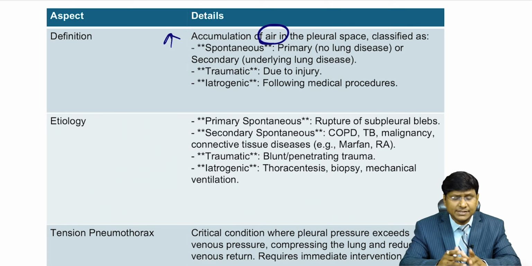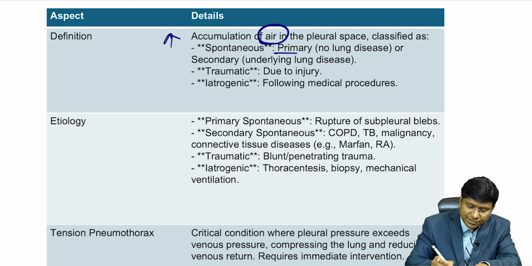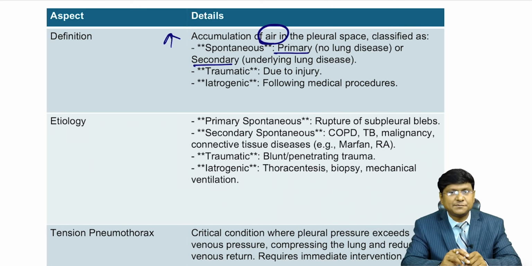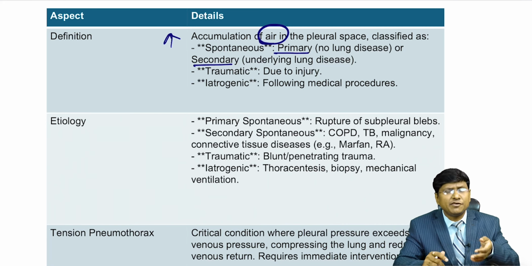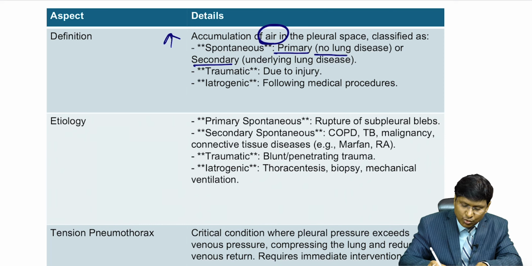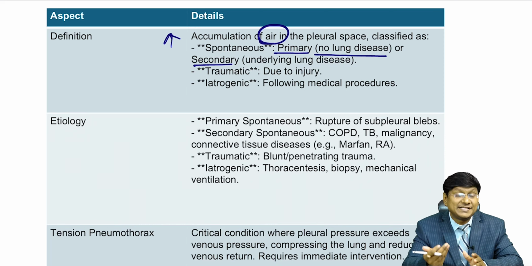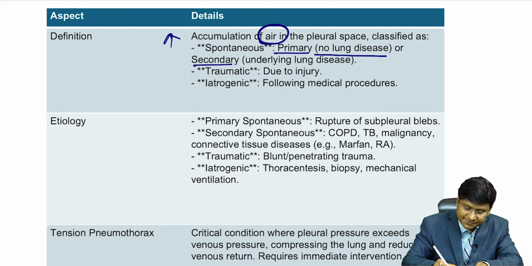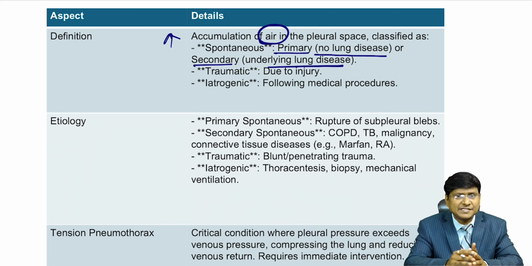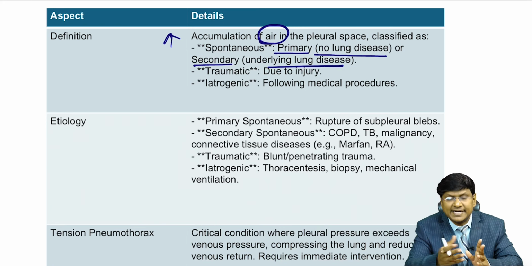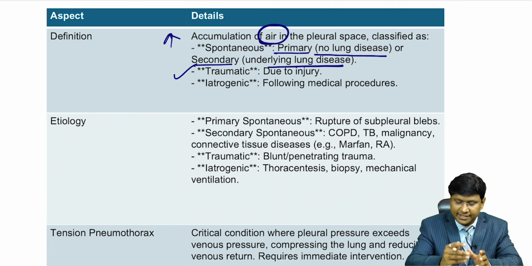And this pneumothorax can be a primary spontaneous pneumothorax or a secondary spontaneous pneumothorax. In case of primary spontaneous pneumothorax, please remember there is no lung disease. Whereas in secondary spontaneous pneumothorax, there is presence of an underlying lung disease, and that is contributing to the development of the pneumothorax. Next is the traumatic pneumothorax.